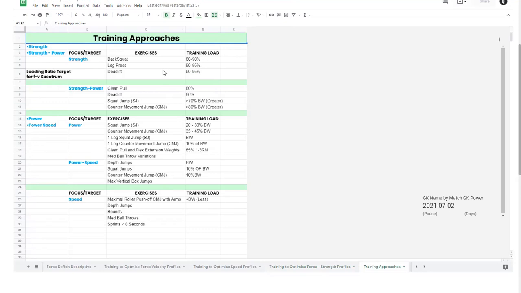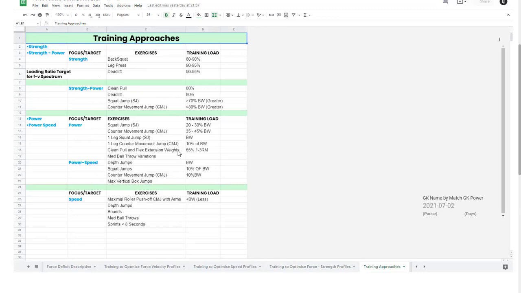Here are just some suggested training load percentages, some exercises here, some strength, power, speed, depending on your focus and where you are regarding your results. A maximum roller push-up, this is just a little bit of overspeed in here. And then of course there should be a comma there with the counter movement jump with arms.